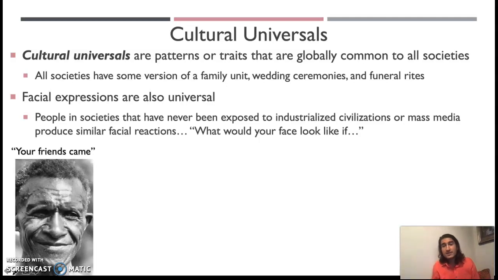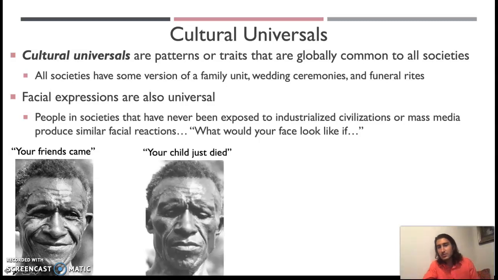So, for example, this anthropologist was obviously working through a translator with someone who could communicate with people in this society. And they found this individual living in this society, and the anthropologist said, "What facial expression would you make if your friends came?" And the individual smiled. He had a pleasant grin. The anthropologist asked, "What facial expression would you make if your child just died?" And the individual furrowed his brow and looked down and looked defeated.